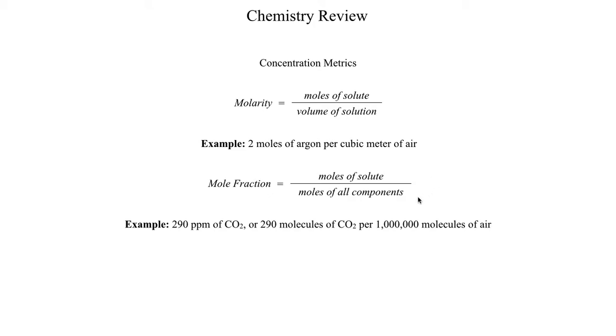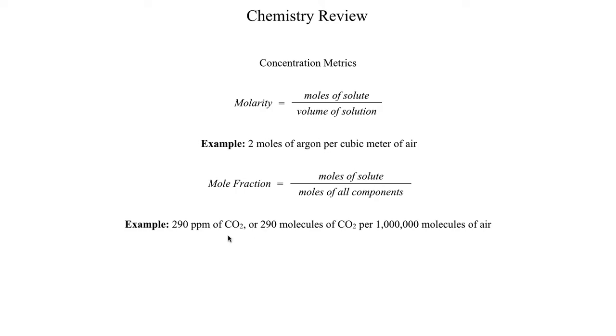Sometimes this is also represented as a percentage. About 21% of the atmosphere is composed of oxygen, meaning there's 21 molecules of oxygen per 100 molecules of air. And also nitrogen, which is around 78%, meaning 78 molecules of nitrogen per 100 molecules of air. There are a lot of ways to represent a mole fraction, but basically it's just a percent composition: what percentage of your sample is composed of this particular compound?